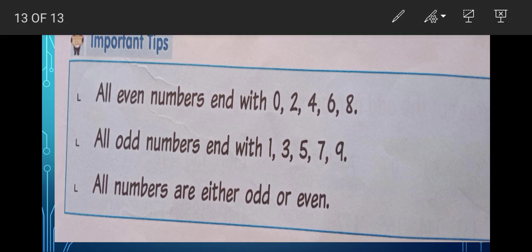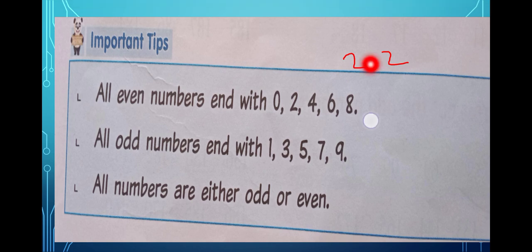Suppose I write here one example, one number. See, suppose 22. 22 is having 2 digits. So how will you find out whether it is even or odd? See, you have to see in the ones place. Ones place it is 2, isn't it? If it is 2, it is an even number. If it is 0 in the ones place, then also it is even. If it is 6, then also it is even.